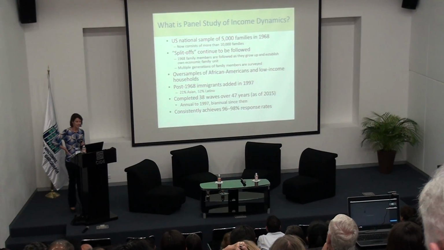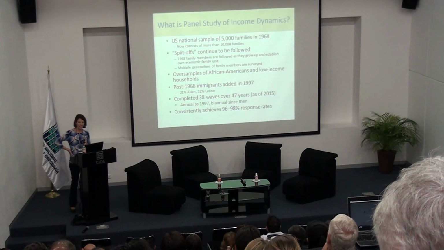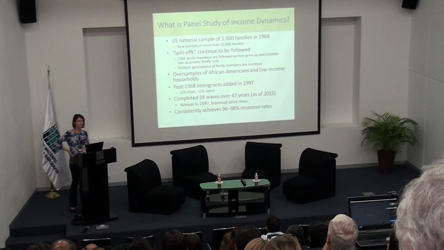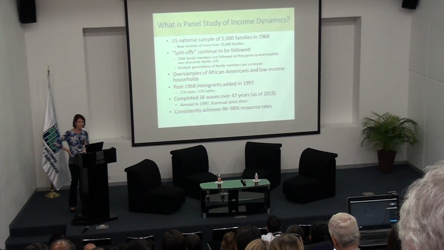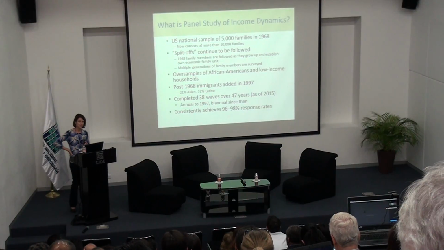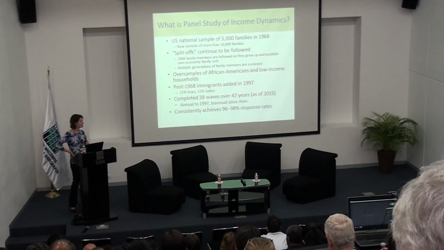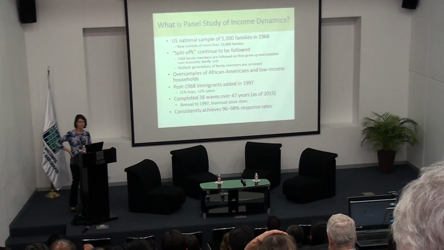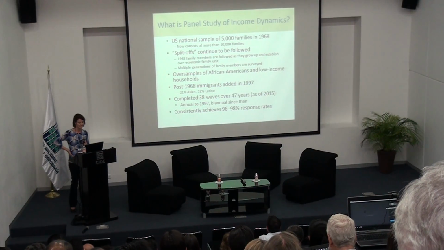One cost to having a panel study like this is that, as we've heard, the sample becomes less representative over time as a result of immigration. And so in 1997, an immigrant refresher was added. About 500 families were added, half of whom were Latino and 21% Asian. And we have another immigrant refresher planned for 2017.